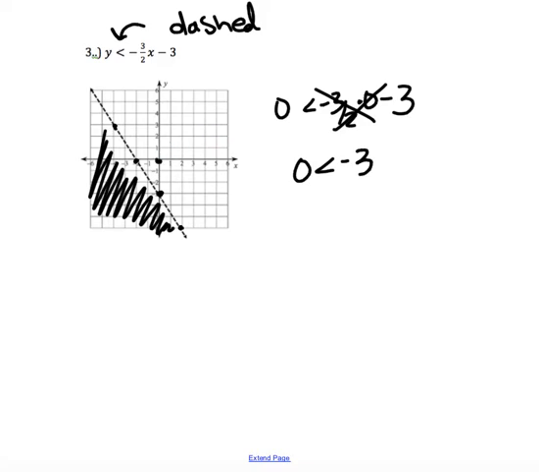And that again is false, which again proves that we needed to shade the other side from 0, 0. So let's go ahead and look at example number 4.